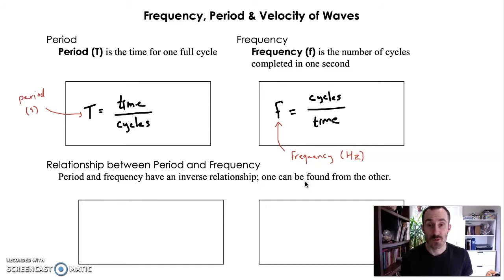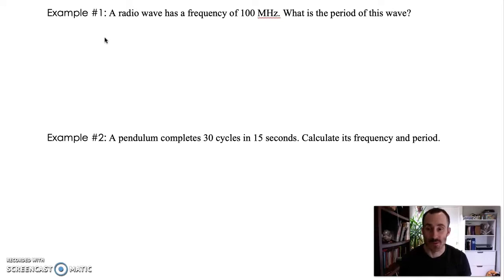Now the relationship between period and frequency is that they are reciprocals of each other. Notice, period is time divided by cycles, and frequency is cycles divided by time. So they're the same 2 variables, the same 2 measurements, it's just that they are flipped over. So period is 1 over frequency, and frequency is 1 over period. Now let's do a couple quick examples here.